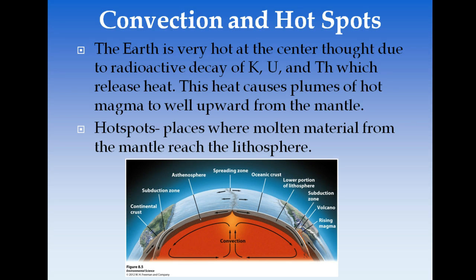We think that what's going on to generate the heat in the center of the Earth is radioactive decay of potassium, uranium, and thorium. When you have radioactive decay and these radioactive elements which are unstable decay to become more stable, it releases energy. Energy in this case is in the form of heat, and so they believe that's the heat that drives the convection currents.